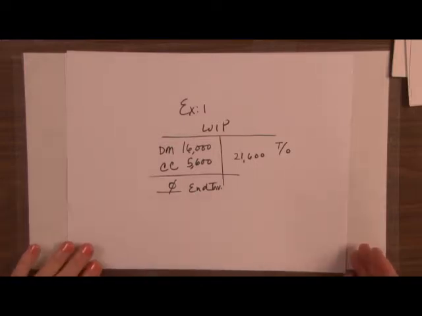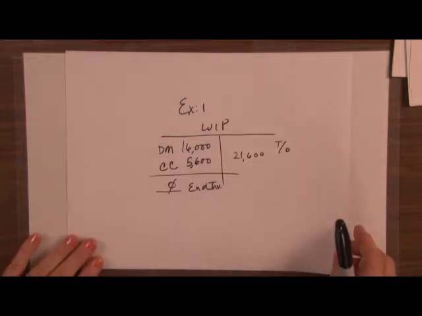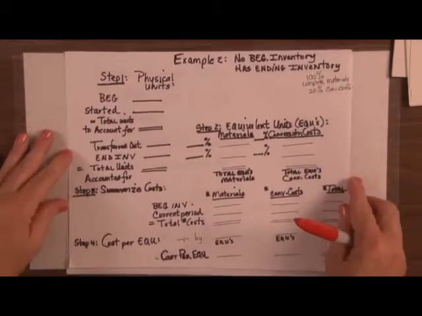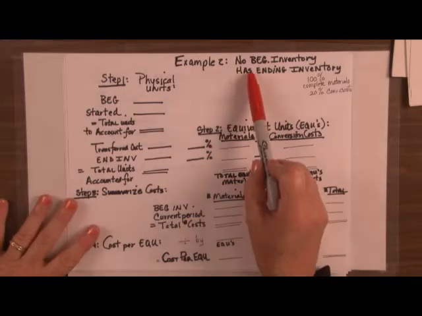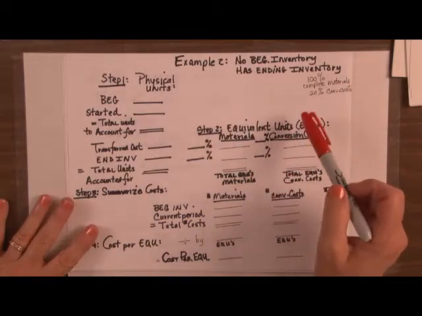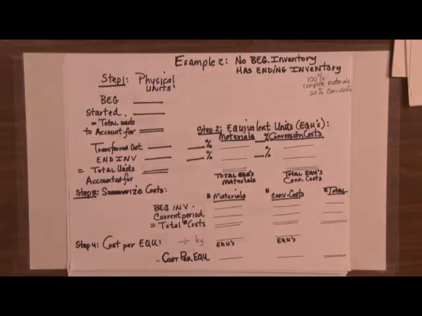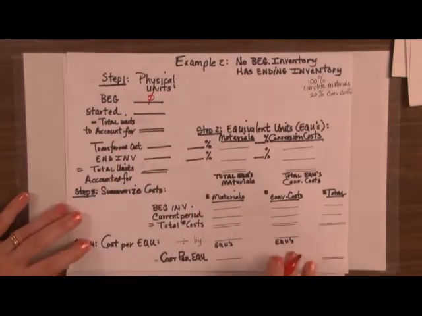So we're going to move on and look at example 2, which is 1 step higher in complexity. And in example 2, we're going to have no beginning inventory, but we will have an ending inventory. So I'm going to work through these 5 steps for you, and we'll talk about each step as we go. But once again, in this particular example, example 2, and the data is in your lecture notes for this module, no beginning inventory. It has an ending inventory, and that ending inventory is 100% complete as to materials, but only 20% complete as to conversion cost. So no beginning inventory, but the problem says that we started 8,000 units.